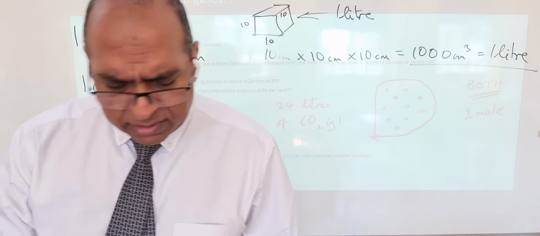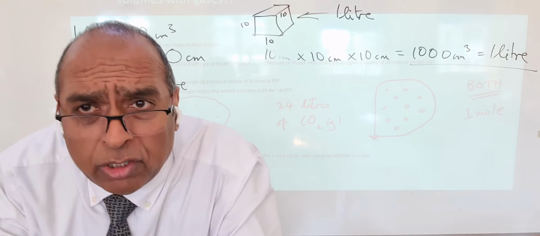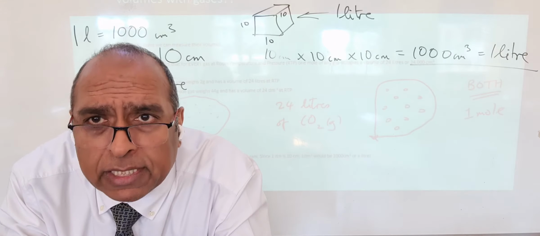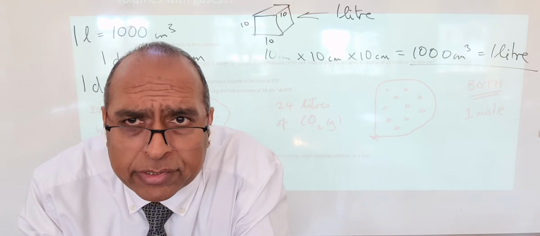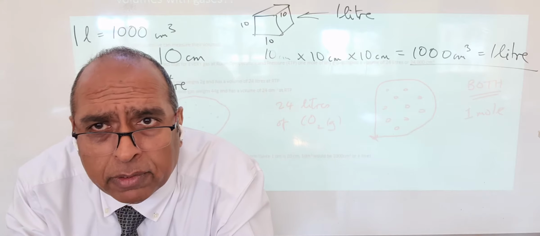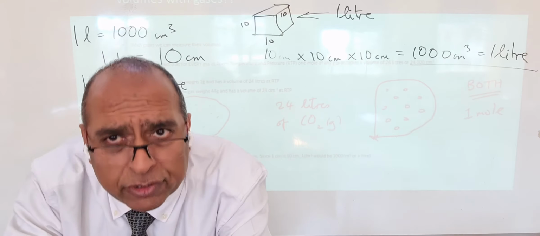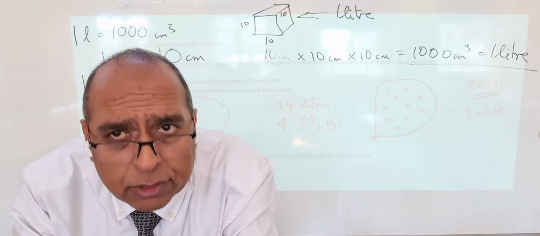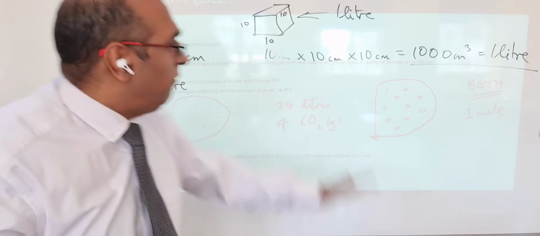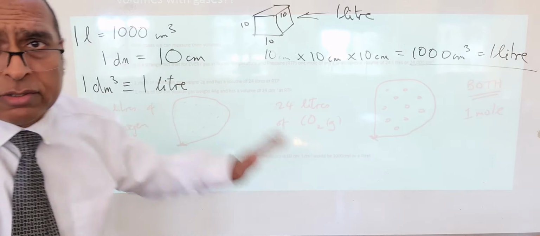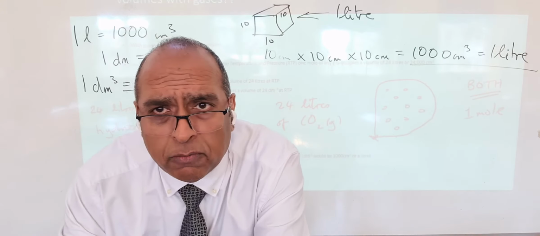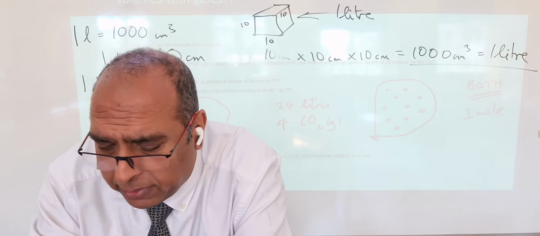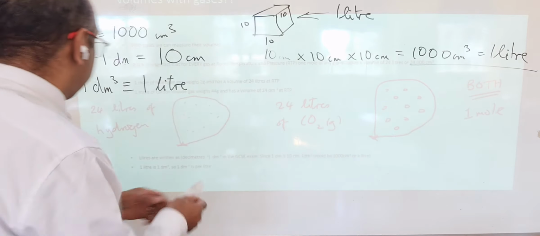So this terminology, dm cubed, dm to the power 3, simply means litre. I might write litres, I might write decimetre cubed. The exam questions are more likely to go for decimetre cubed. They might give you centimetres cubed, and you divide by 1,000 to turn them into litres. So centimetres cubed, decimetres cubed, litres, whatever you're given, you have to be able to deal with. Let's rub this out and go on.